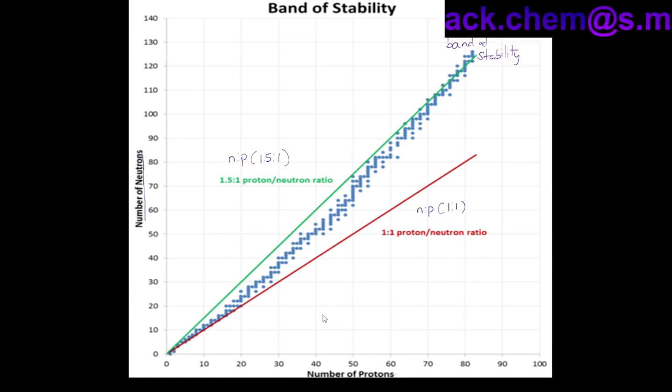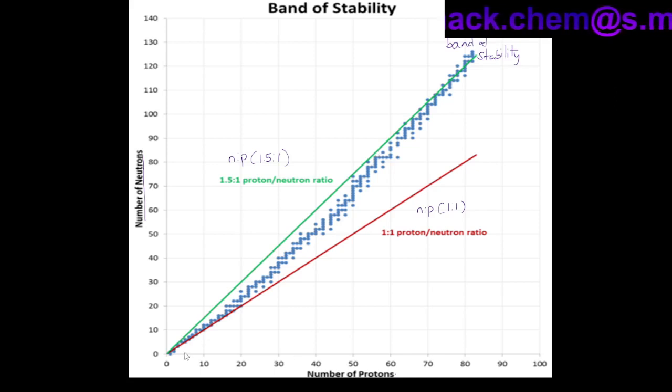So if you look at any point on, let's say, our red reference line, we're going to see a 1-to-1 ratio of neutrons to protons. This is 50 to 50. And on our green line, let's say we have a 90 to 60 ratio, which is a 1.5 to 1 neutron to proton ratio. What is the significance of these two reference lines?